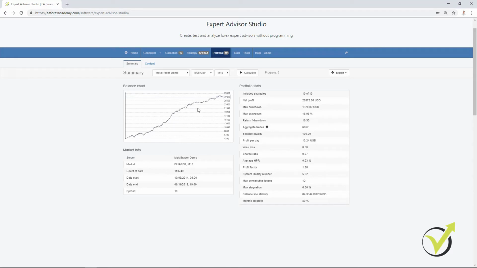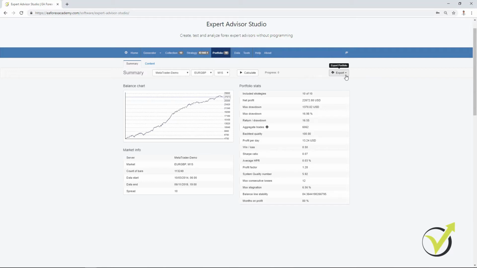Now keep in mind that one portfolio expert advisor is for one time frame for one asset. So you cannot put into one portfolio expert different strategies from different currency pairs or assets or different time frames. One portfolio expert advisor is for one currency pair and for one time frame. After that, you can export it.